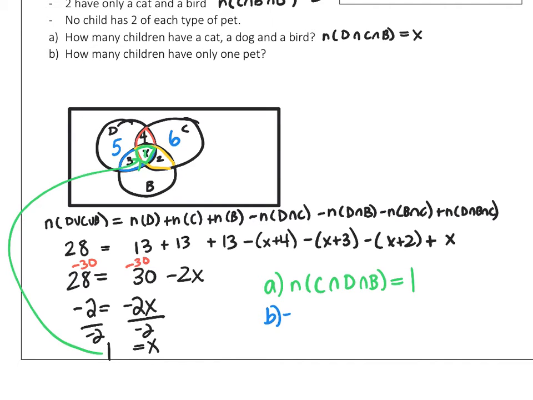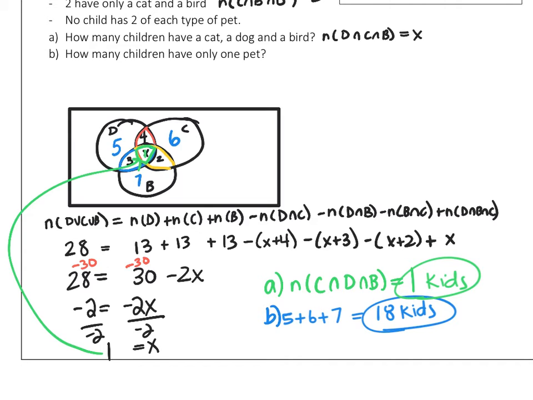And in the bird circle, 5 and 1 is 6. And this will be 7 to make it add to 13. So the number of people who own only one animal would be the people out here, because these guys just own a dog or just own a cat or just own a bird. So it's going to be 5 plus 6 plus 7 is 18. Okay, so 18 own one animal and one kid owns all 3.